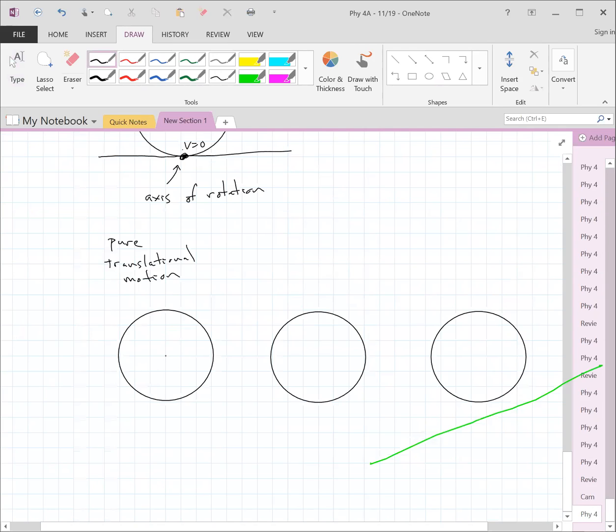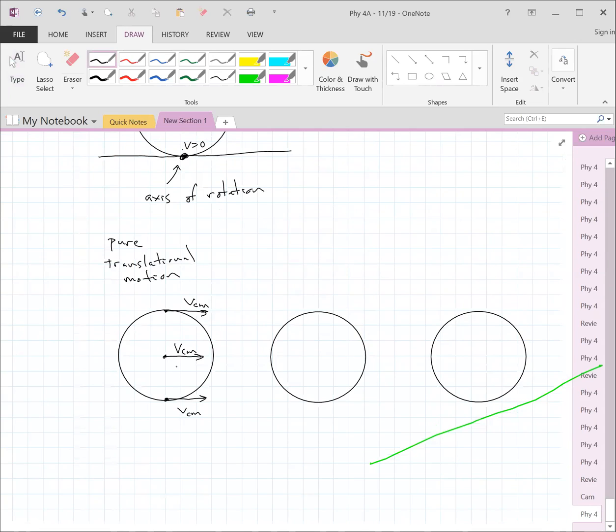So the center of mass is moving to the right. The point at the bottom of the wheel is moving to the right with the same velocity, right? The point at the top of the wheel is moving to the right with the same velocity. Every point on the wheel is moving to the right with the same velocity. There's no rotation involved, right? Just pure translation. The whole thing is just moving to the right without rotating. Now let's take a look at pure rotation.